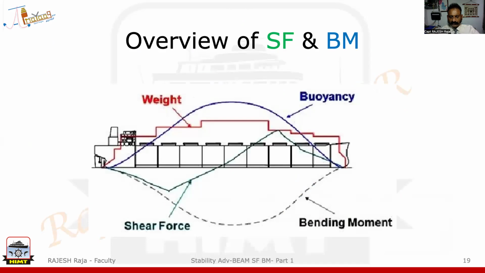If you translate this to a vessel, please see here, there are two important forces happening on a vessel. One is weight, which is creating a downward force, which is negative. There is something called buoyancy, which creates an upward force, which is positive. And because of this, I'm getting a shear force and bending moment depending on the distribution. Please remember that is what is most important.